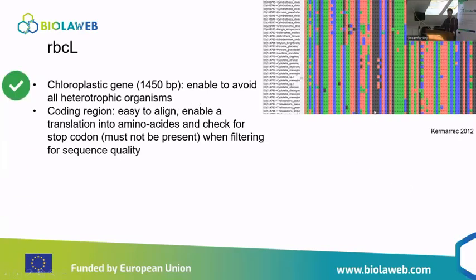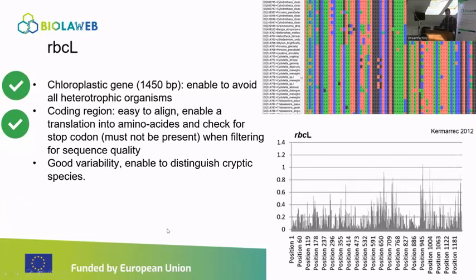And since it's a coding region, we're able to translate into amino acids to check for stop codons. If you have a stop codon here, let's imagine we have one, it's a way to detect a sequencing mistake. And when filtering, it's an easy way to remove all these sequences, which are in fact sequencing errors. So good point. Good variability.